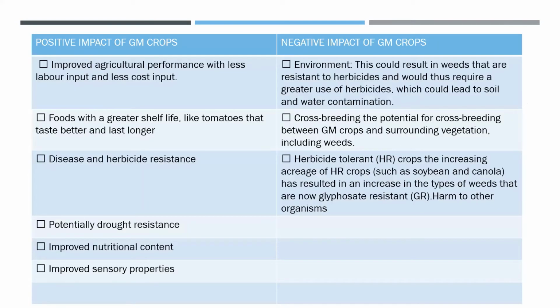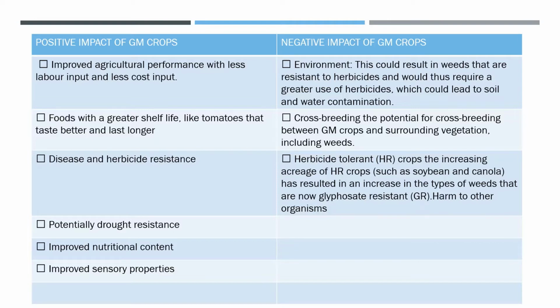Now we will see the positive and negative impact of genetically modified crops. First, the positive impact. It includes improved agricultural performance with less labor input and less cost input, which is exactly what we want. Also food with a greater shelf life, like tomatoes that taste better and last longer, disease and herbicide resistance, potentially drought resistance, improved nutritional content, and improved sensory properties. So genetically modified crops have these characteristics.